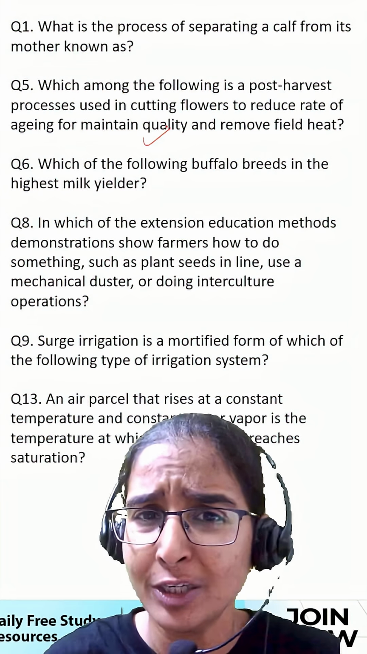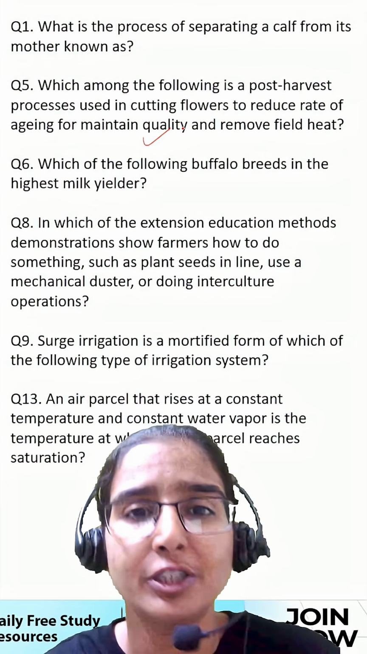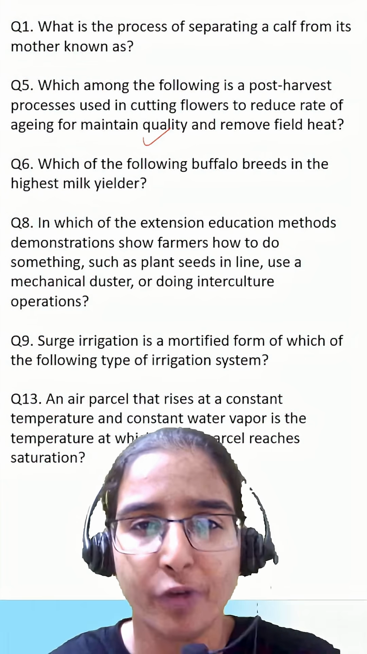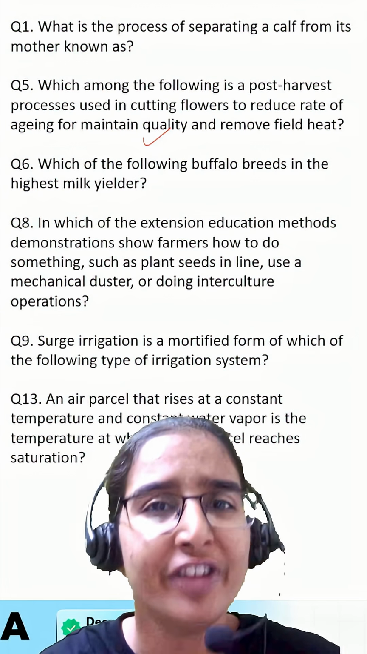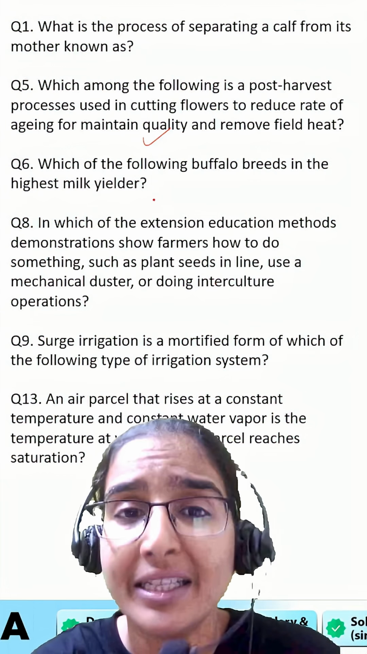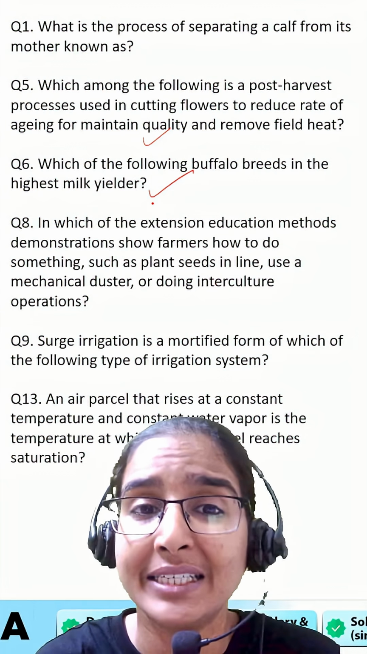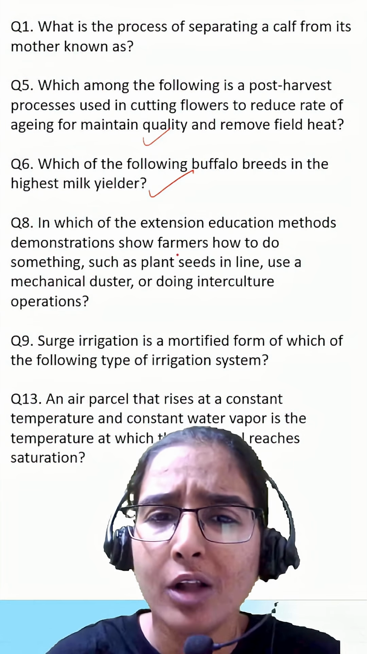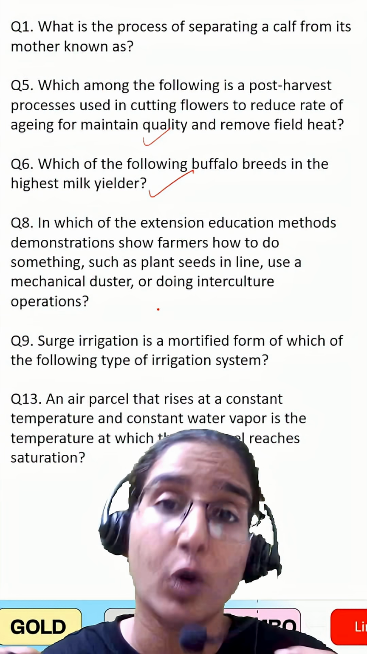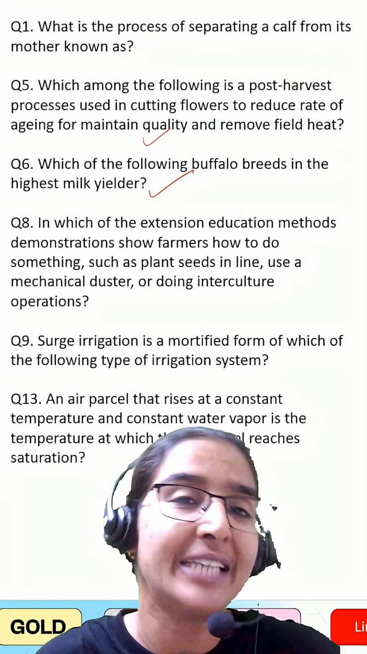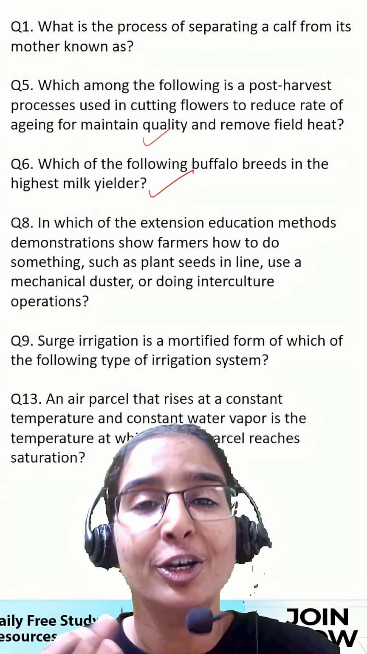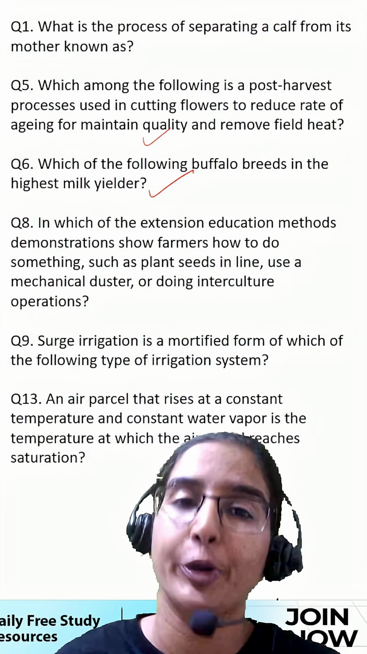Similarly, this question also, again, the post harvest process using the cutting of flowers to reduce the rate of aging. So again, they are asking a definition kind of question, right? Similarly, this kind of question, which of the following breeds is the highest milk yielder? So for all these questions you do require conceptual understanding, obviously, but at the same time rote learning is also required so that you remember what is meant by a particular terminology.